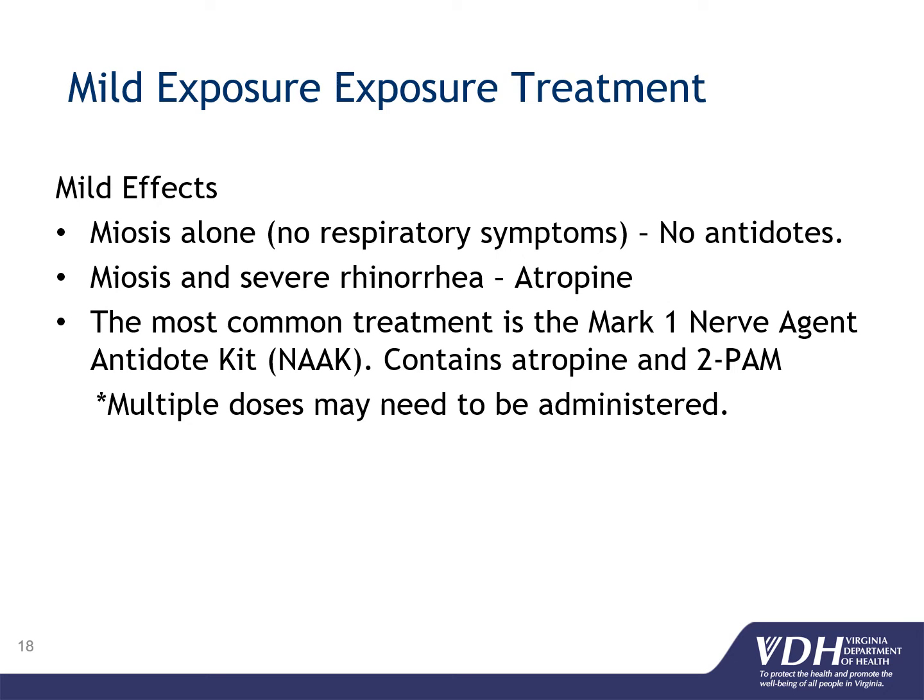For patients experiencing mild symptoms, such as those that we discussed, there are some dosing recommendations. If it's miosis alone, the pupil constriction alone, then there may be no need for an antidote. The patient should just be continued to be monitored. However, if you do have pupil constriction coupled with other signs and symptoms, the most common treatment is the Mark I nerve agent kit or a DuoDote, as they contain atropine and 2-PAM. Multiple doses may be needed in order to alleviate the symptoms, and the patient should be monitored in between.